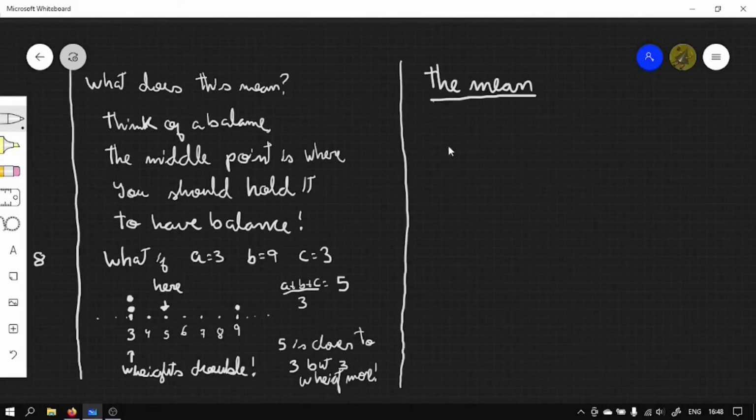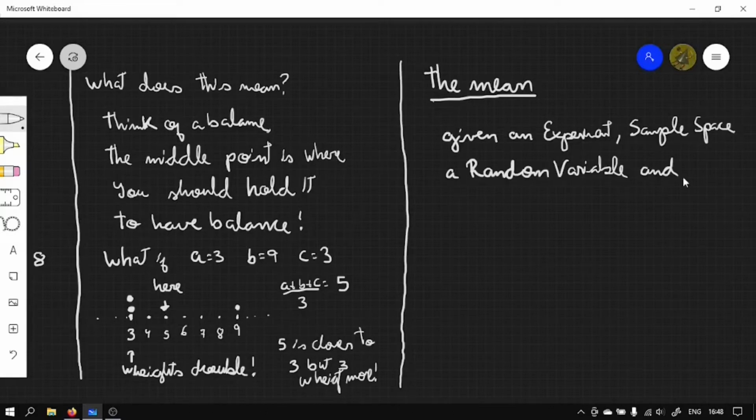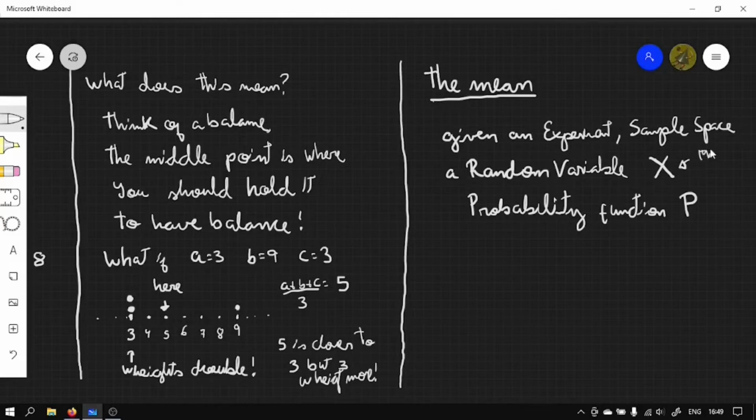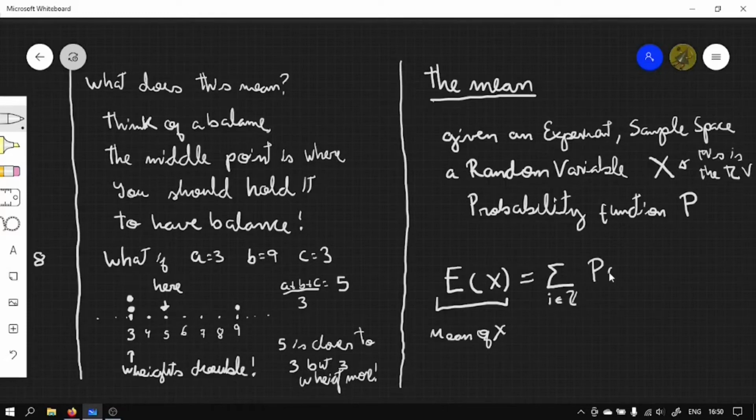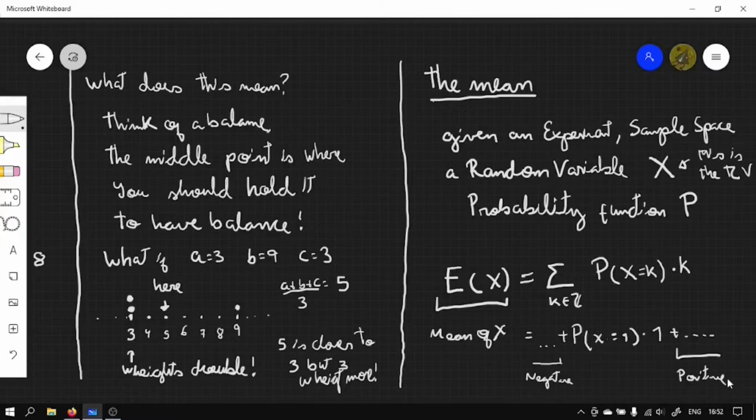So for the mean, as in the steps we had before, we have an experiment, a sample space, and then a random variable which we will call x. The mean is defined by this formula here, which is the sum over all k of the probability that x is equal to k, times k. Remember, k is the number that the random variable has.